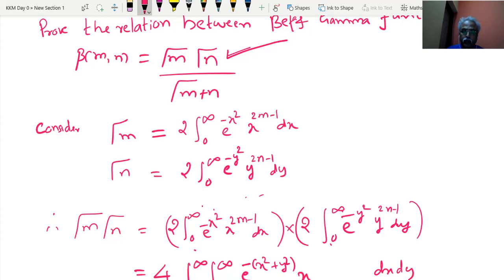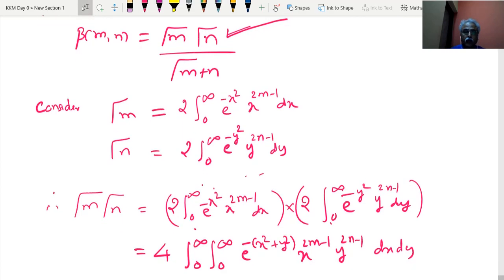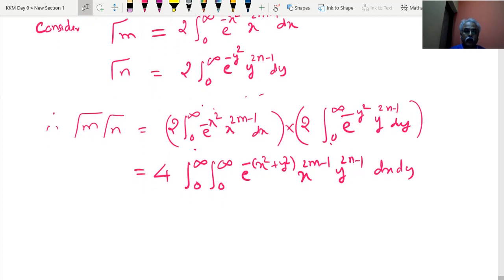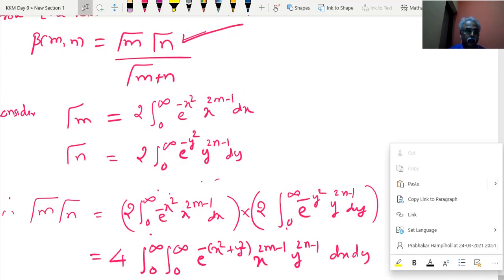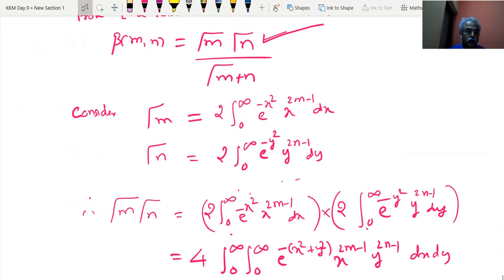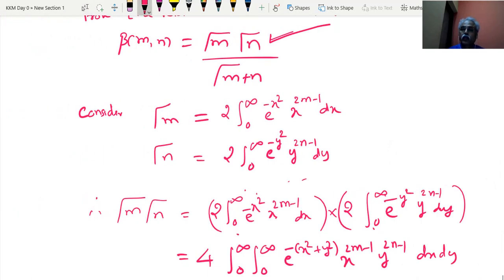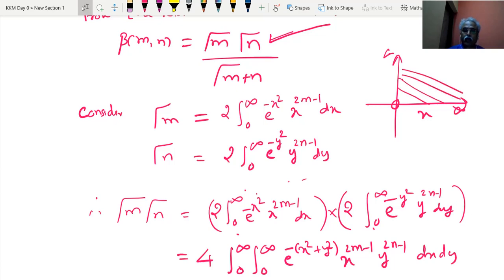Naturally the limit of integration, the area of integration has become first quadrant, because x is 0 to infinity and y is 0 to infinity, which naturally means this is the region of integration for the double integration. Both x and y are 0 to infinity.